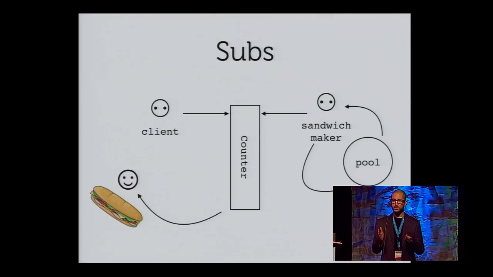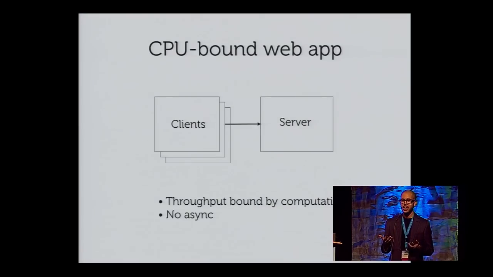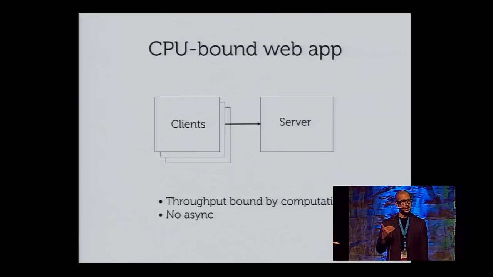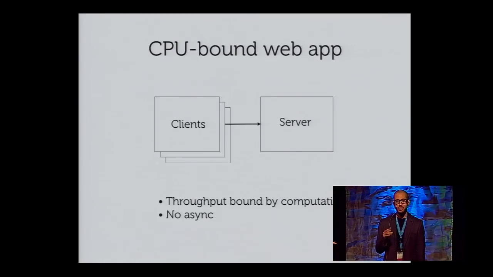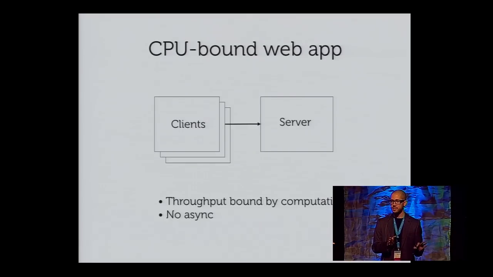You don't want concurrency here. It wouldn't make sense for the sandwich maker to be switching between different clients and trying to make multiple sandwiches at once. So this is like a CPU-bound web service that doesn't request any external assets in order to satisfy a client request. There's no need for async here. Each process should just handle a single client request at a time from start to finish without doing any context switches. So this is when not to use async. Don't use async for subs.